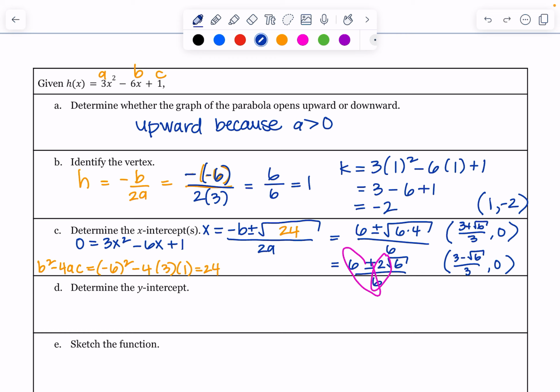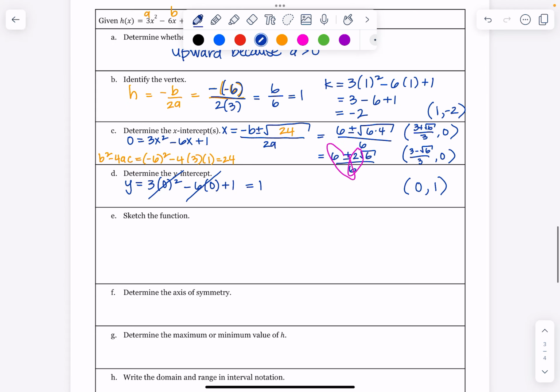All right, determine the y-intercept. So y equals, we're plugging in 0 for x. So we have 3 times 0 squared minus 6 times 0 plus 1. Notice this goes to 0, this goes to 0, so my y-intercept is 1. If I wanted to write that as a point, it would be 0, 1. Sketch the function. We've got points right here, so I guess I probably need to find the decimals.